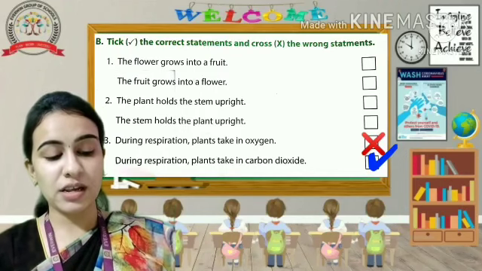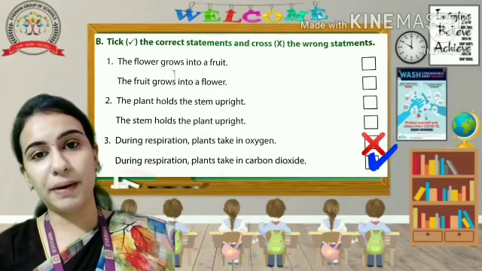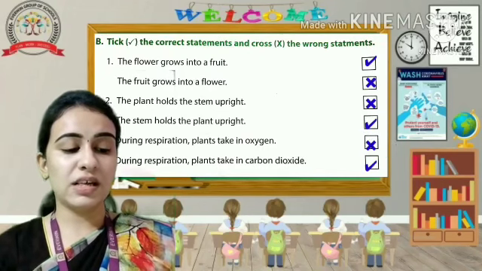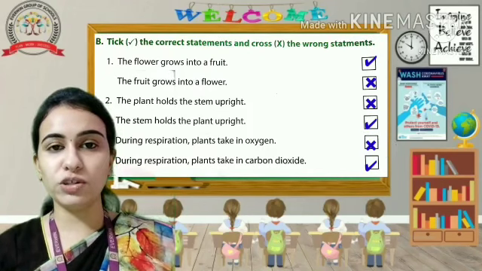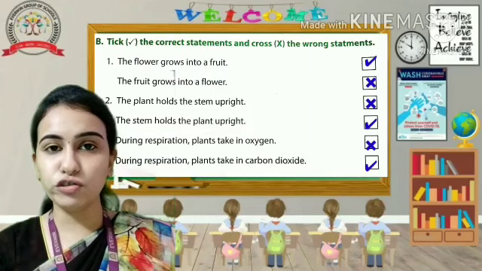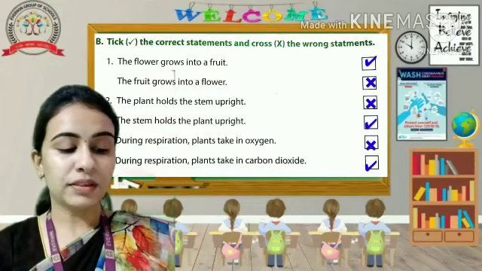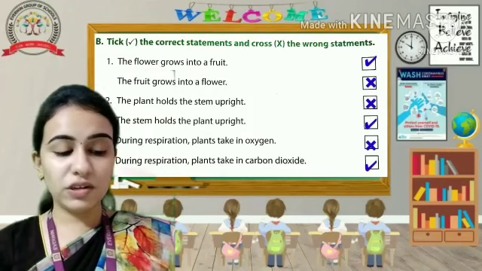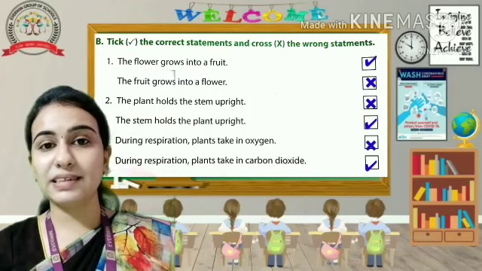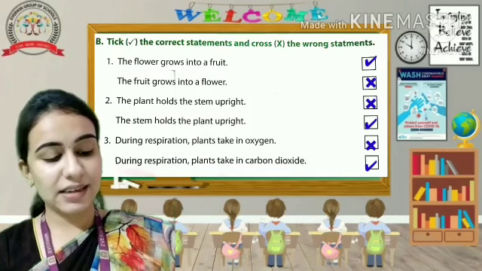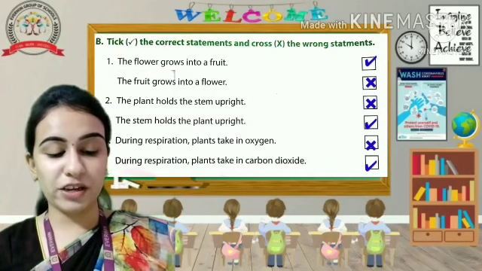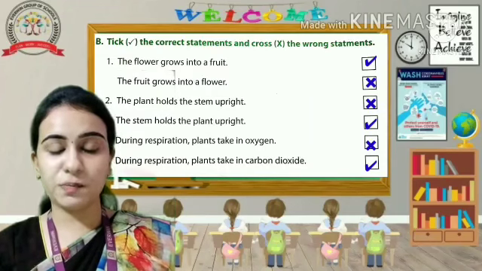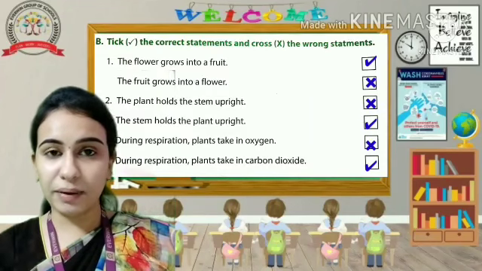During respiration, plants take in carbon dioxide. Yes, that is correct. So first question, the flower grows into fruit: correct. The fruit grows into a flower: wrong. The plant holds the stem upright: false. The stem holds the plant upright: correct. Third one, during respiration, plants take in oxygen: wrong. During respiration, plants take in carbon dioxide: correct.